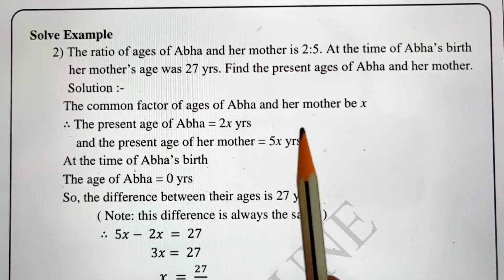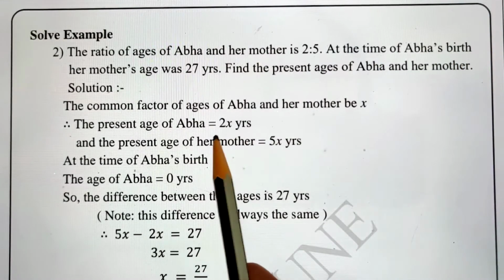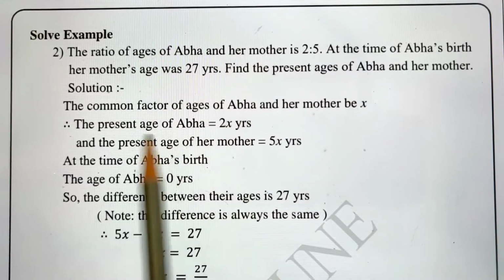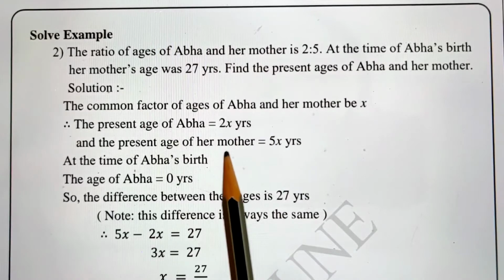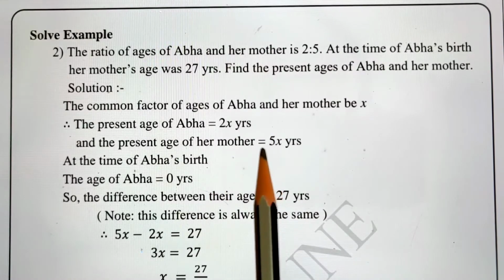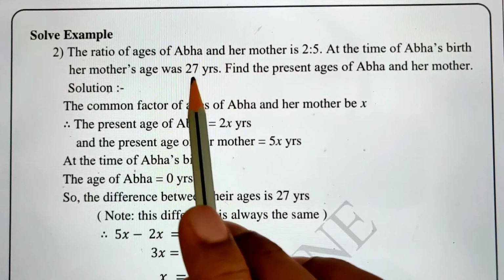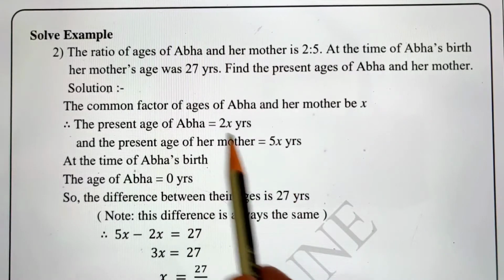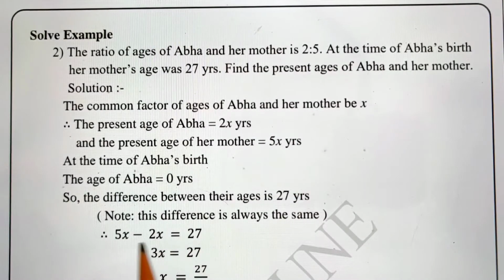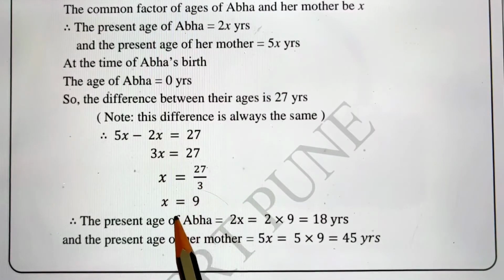Now read the condition. At the time of Abha's birth, that means कितने साल पहले, 2x, because Abha's present age है 2x. अगर हम लोग 10 years आपका एज है तो 10 years पहले, 15 years एज है तो 15 years पहले आपका बर्थ हुआ है. तो Abha's birth, her mother's age was 27. So 5x उसका आज का एज है, उसकी मदर का, minus 2x we get 27. तो ये मैथमेटिकल स्टेटमेंट हमें आना चाहिए. So 5x minus 2x is equal to 27. So 3x is 27, x is equal to 9.